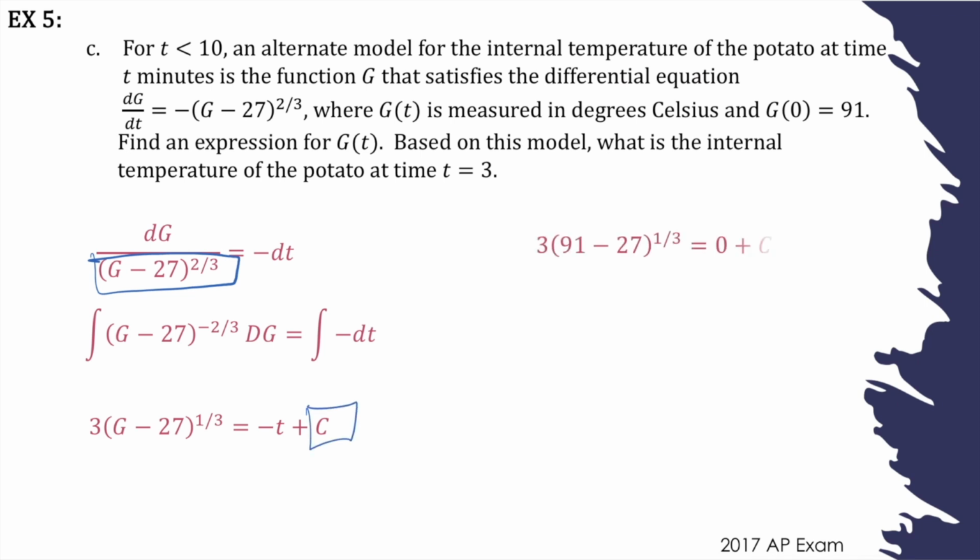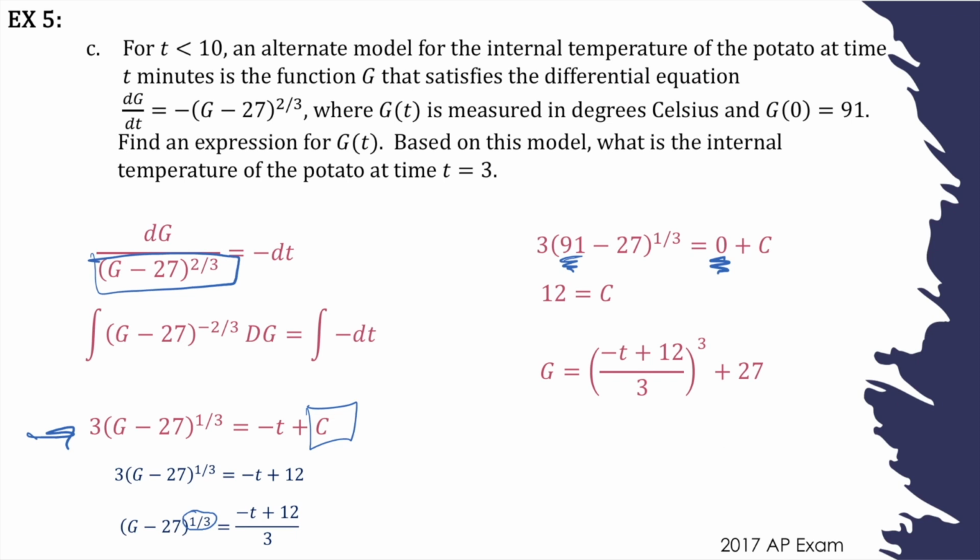And we'll pause a moment, shall we, and solve for c. So we've got our initial temperature of 91 at time t equals 0. So if we solve for that, we get c equals 12. Now let's go back over here and plug in 12 for c. And let's solve for g. So we need a g equals of some kind. So divide both sides by 3. And then to get rid of this fractional exponent here, we will cube both sides.